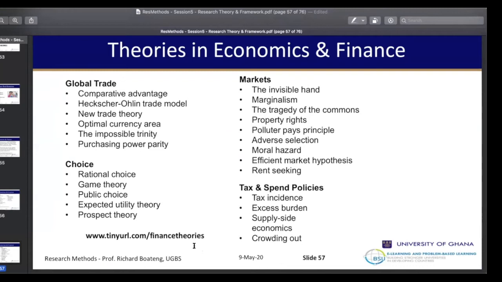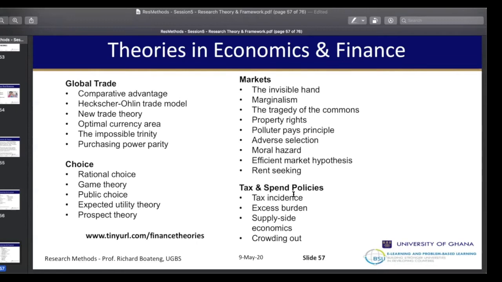You see, these are based on choices. Earlier, I was showing choice based on technology adoption. These are choices based on trade, choices based on markets, invisible hand, rent seeking. And then theories based on tax and spend policies. So choices can have their categorizations.